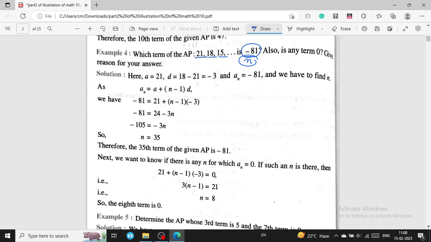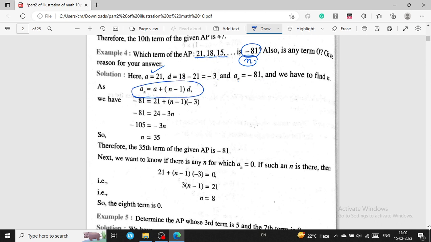Also, is any term 0? Give the reason for answer. First of all, you have to take a is equal to 21, d is equal to 18 minus 21, which is minus 3, and an is given as minus 81. You have to use the given formula.